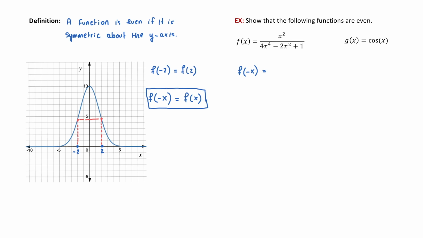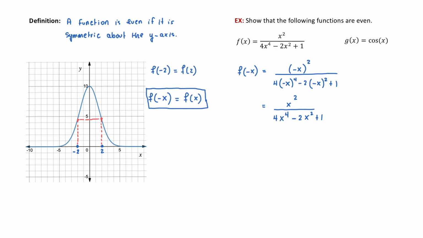So we're going to have now (-x) squared divided by 4(-x) to the fourth minus 2(-x) squared plus 1. Notice again that I substituted negative x in place of x. Then now simplifying, this will be equal to x squared divided by 4x to the fourth minus 2x squared plus 1. I want you to notice how the negatives disappeared because I was raising negative x to an even exponent in all 3 cases.